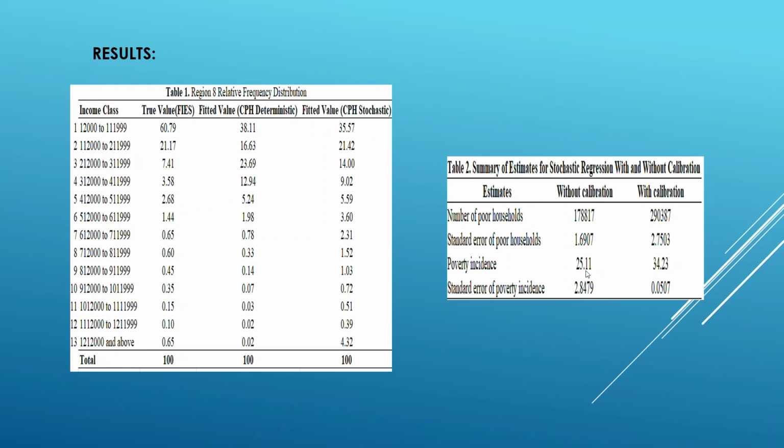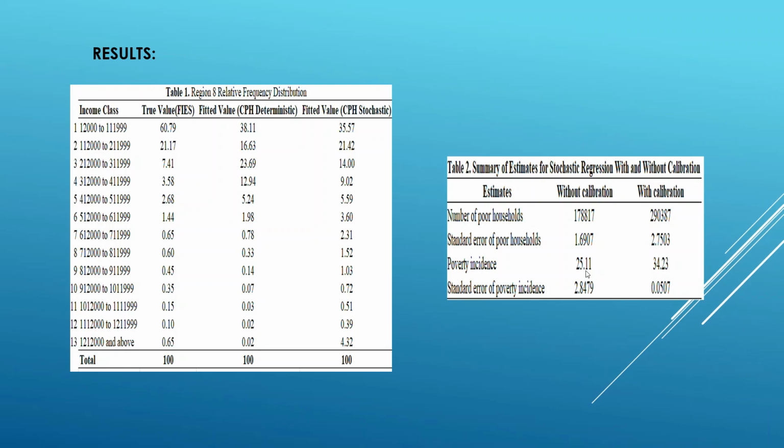The result shows that the number of poor households produced with calibration is almost the same as the number of poor households in FIES 2009, which is 290,391. The stochastic regression imputation is off by only 4 households as compared to the SRI without calibration. The poverty incidence is higher with calibration, but the standard error is smaller. Notably, the estimates without calibration are quite far from the estimates with calibration.